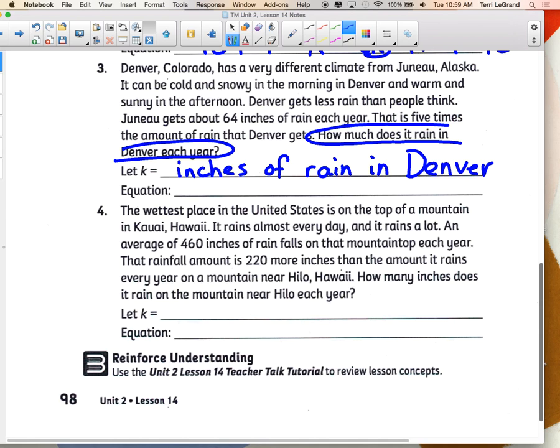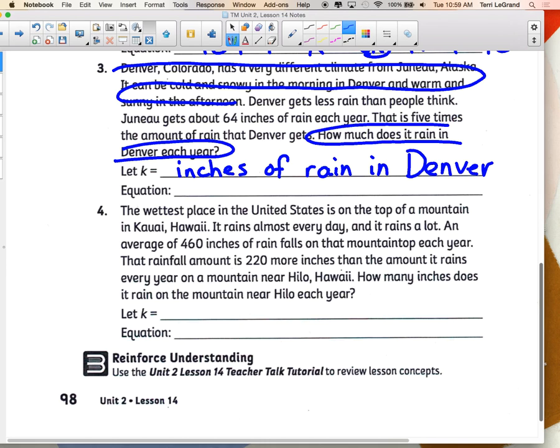Well, does that first sentence, "Denver, Colorado has a very different climate from Juneau, Alaska," really matter in the whole realm of things? No, it's just some extra information. How about "it can be cold and snowy in the morning in Denver and warm and sunny in the afternoon"? Does that really matter? No, just some extra information. So at this point, if you just wanted to say none of that even matters, get rid of it.